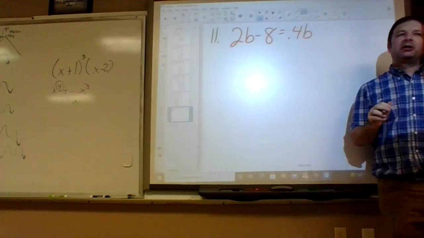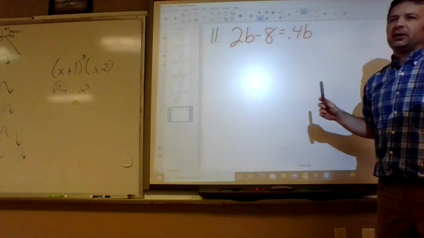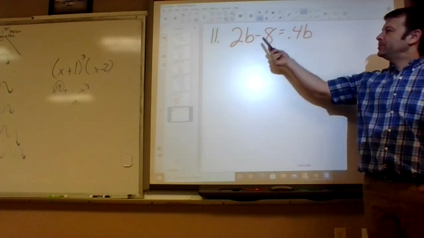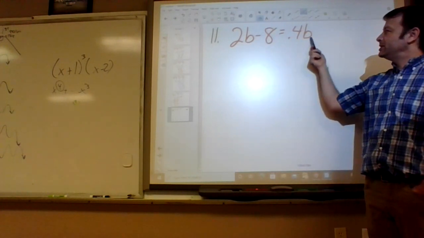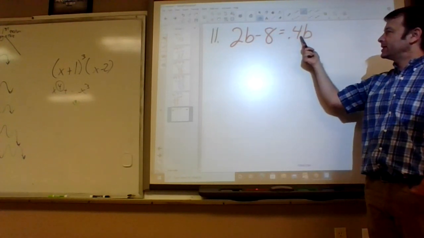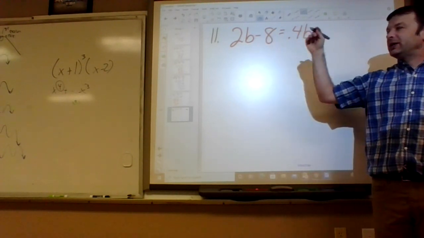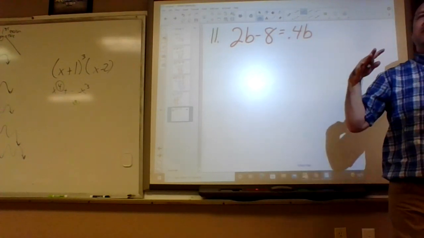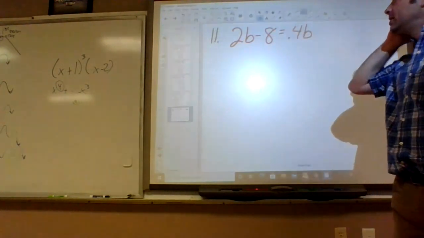Okay, so on decimals, they're actually quite a bit easier. You don't really have to get rid of a decimal. How would I solve this normally? You've got b's on both sides. You subtract 2b, and then you'd have negative 8 equals negative 1.6b, and you divide by negative 1.6. So we don't really have to get rid of decimals, but just for practice sake, we're going to get rid of them on this assignment.